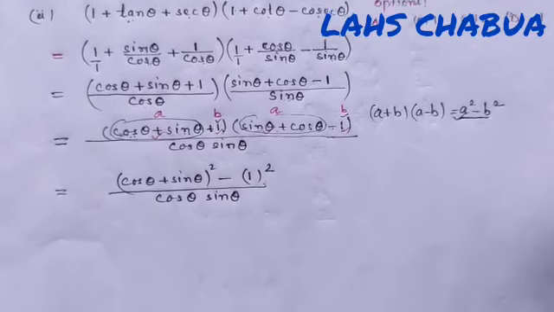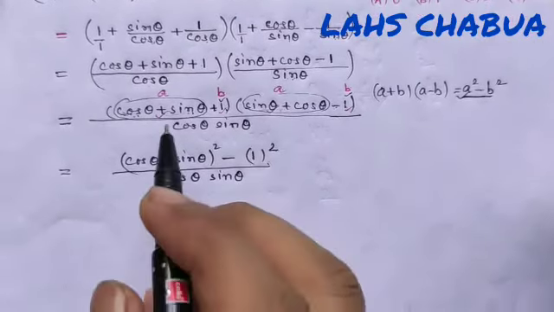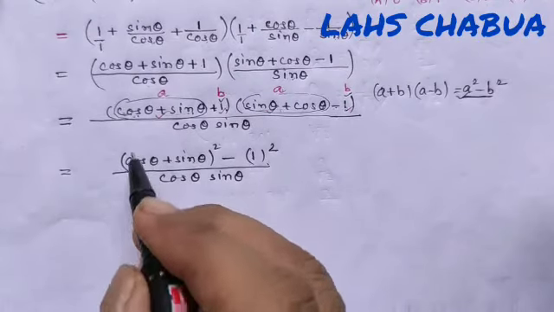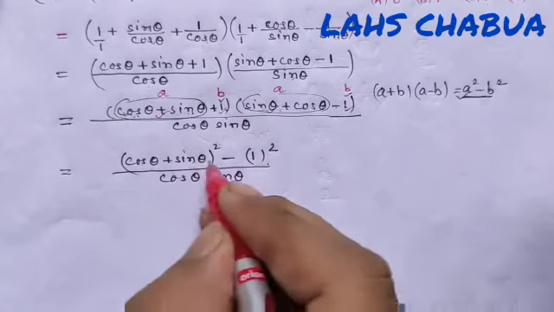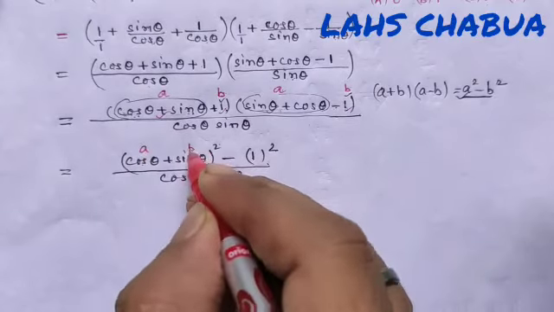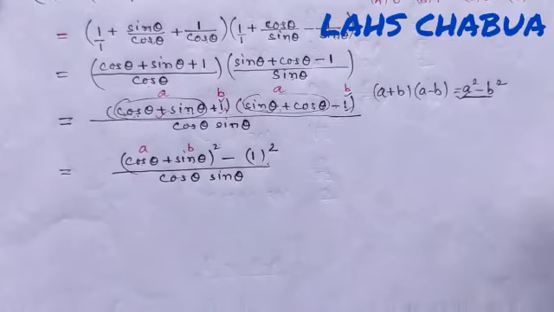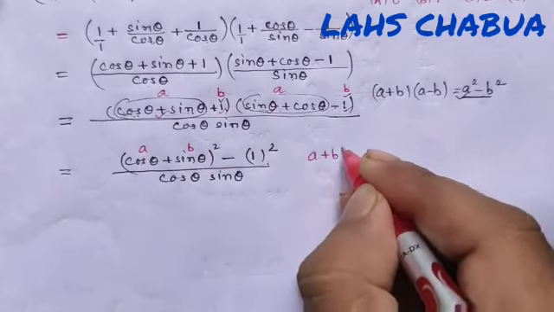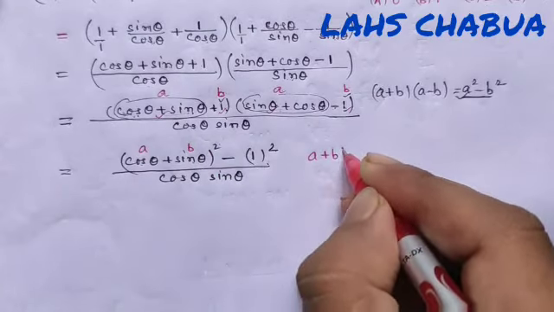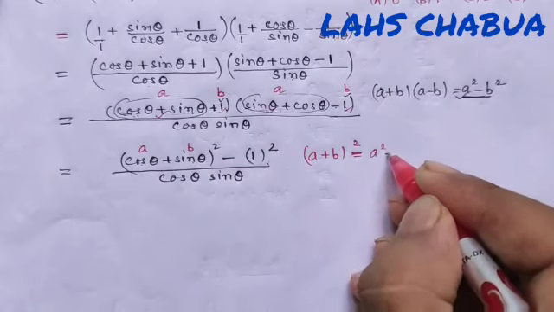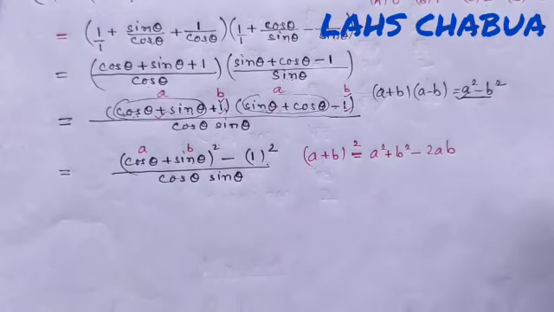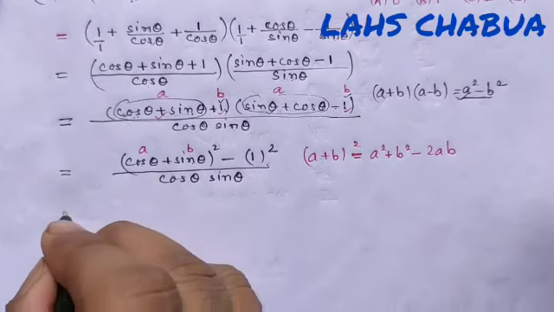Now in the next step we are going to apply the algebraic identity, A plus B whole square. Remember, for this our A term is cos theta and B term is sin theta. So we are going to apply the algebraic identity for this A plus B whole square. And as you know, what is the algebraic identity for this? A square plus B square plus 2AB, isn't it? So we are going to apply the same.